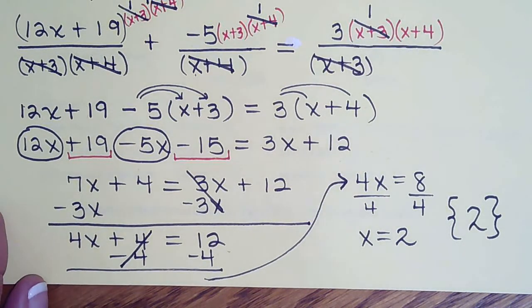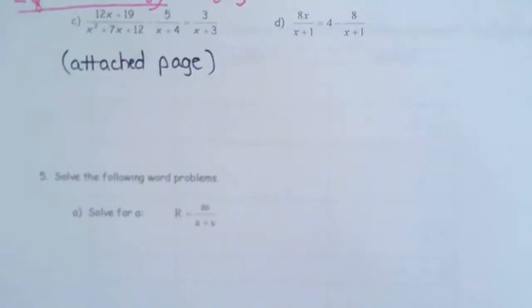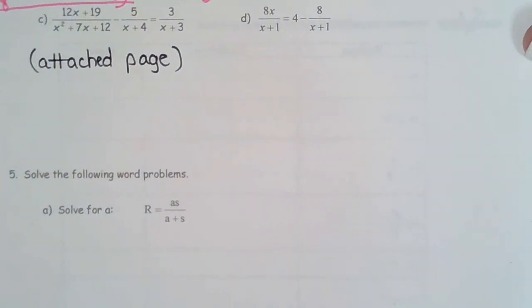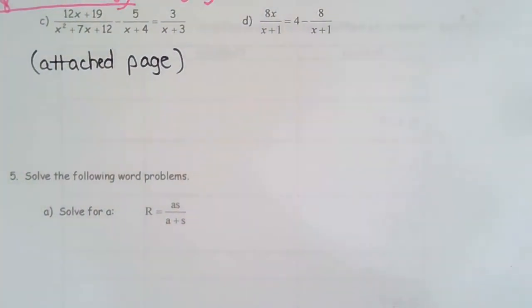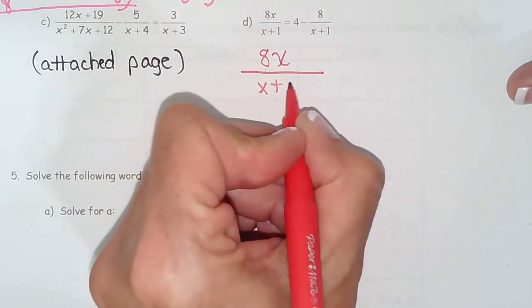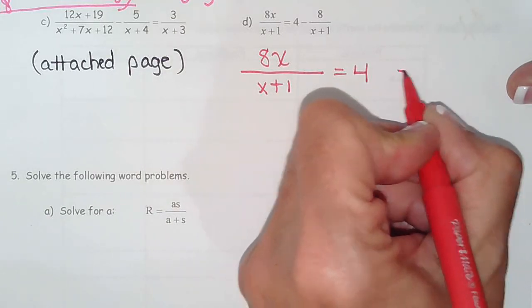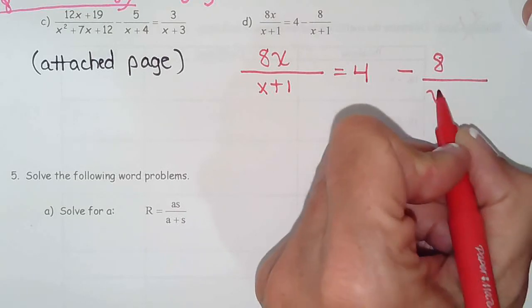Okay, so we are ready to start 4D. I don't think we're going to get it done, but we can at least start it. So 4D, a little bit simpler than the others, I think. So let's first go ahead and write it nice and big so we can cancel easily. So 8x over x plus 1 equals 4, we'll leave a little space, minus 8 over x plus 1.